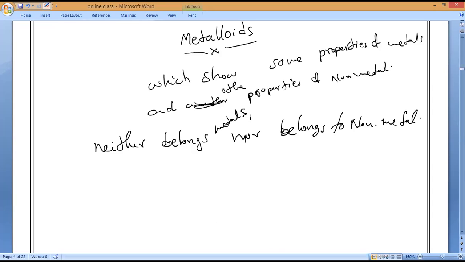Now, for example, if we take the metalloids, they have an appearance like metals. What is the color of the metals? Anybody can tell? We already studied. Silver or gray. So metalloids also have a color like metals, but they are not hard like metals. They are brittle in nature. So the color is silvery. Is silvery color a property of metals or non-metals? Metals.